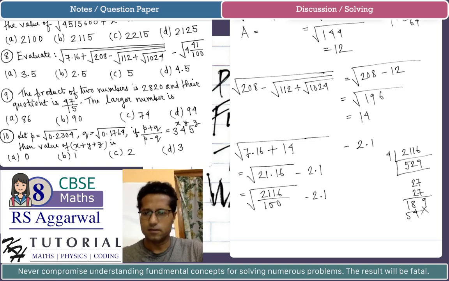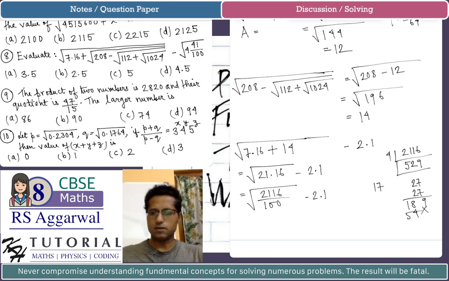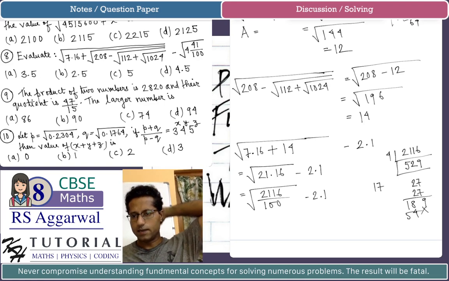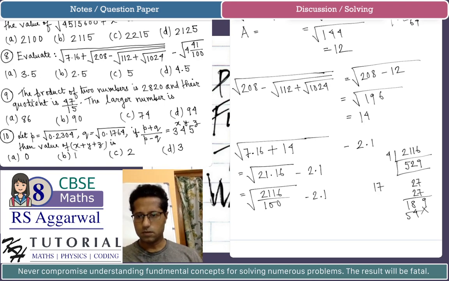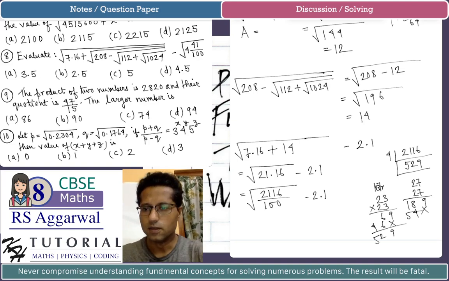17, 17, 17. No, it will not be 17. Okay, one option is that the square root of 529 can end with a digit either 7 or 3. So what about 23? 23 multiplied by 23. This is 9, this is 6, and this is 6, and this is 4. Yes, 9, 12, 5. Okay.